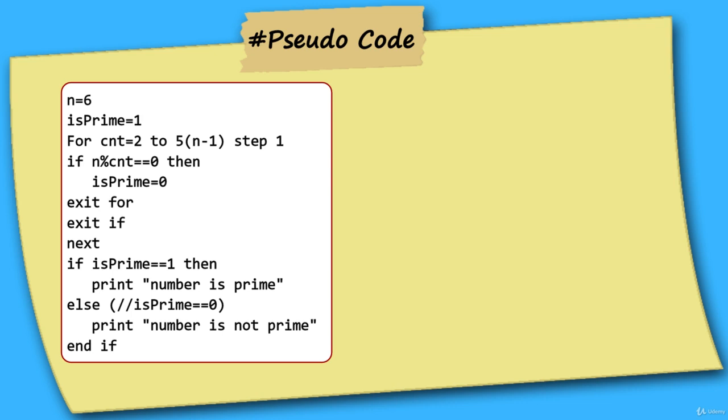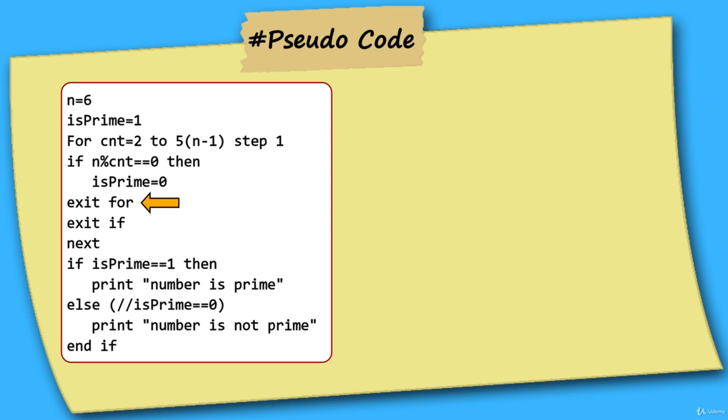So now what will I do? If the n was divisible by counter at any point of time, that means it is divisible like this, then I'm going to assign value 0 in is prime. Not only that, now because one number could divide that, I do not want to continue the loop. I will come out of the loop. So I will say exit for. In programming language terms, you are going to break the loop.